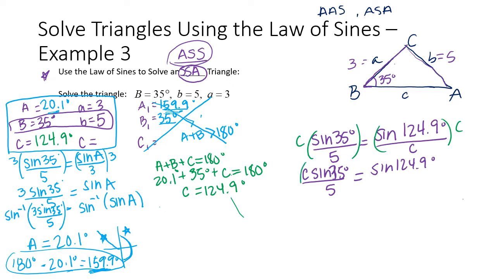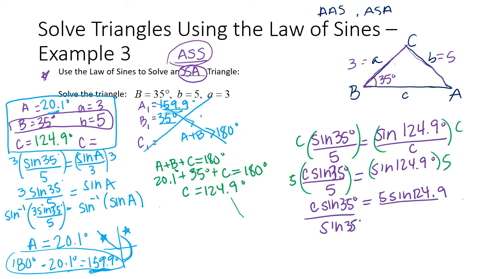Multiply both sides by 5. So that gives me C times the sine of 35 degrees equals 5 times the sine of 124.9 divided by the sine of 35. And I end up getting that C is 7.15. So we lucked out there where that triangle only had one solution. So let's look at a time when there's going to be more than one solution.